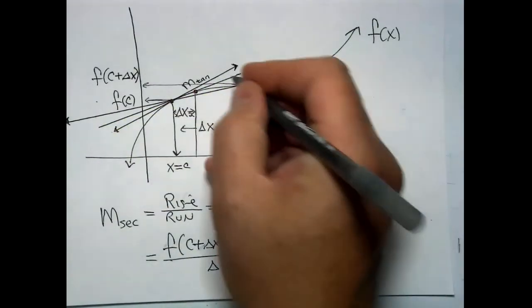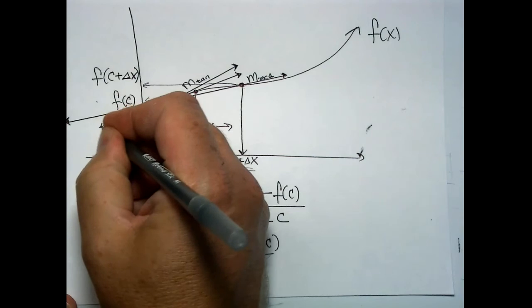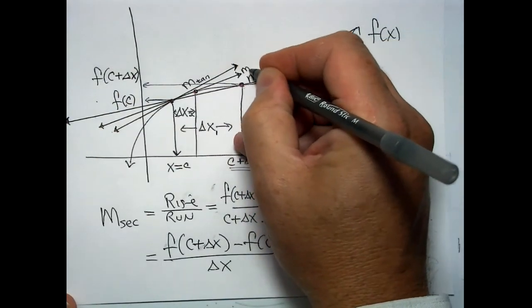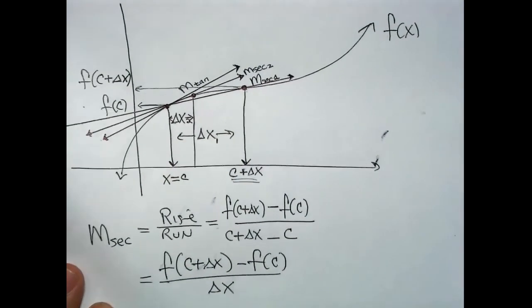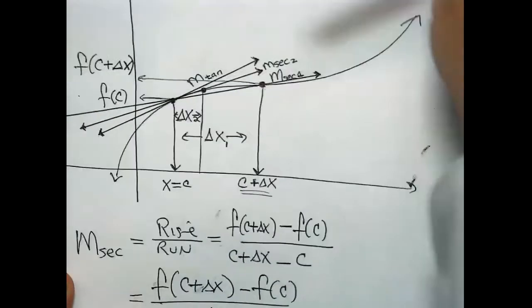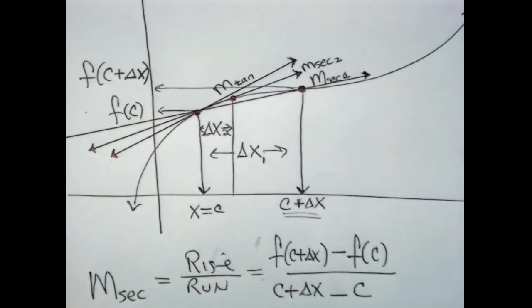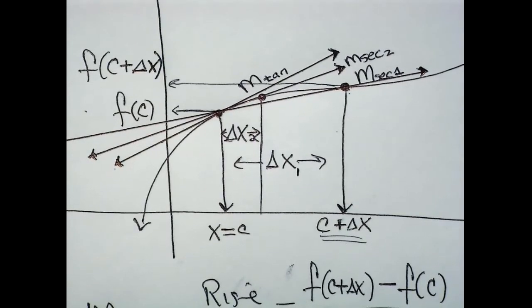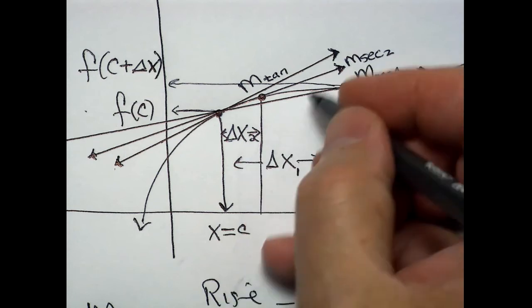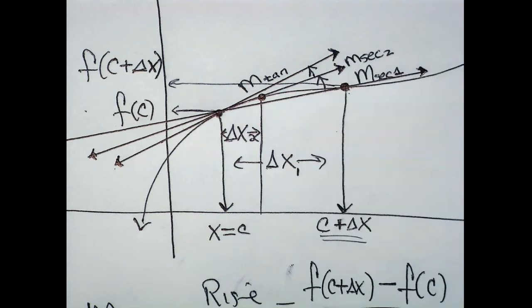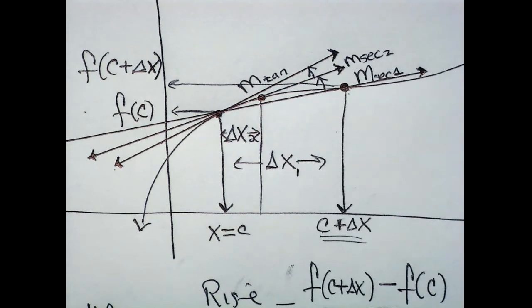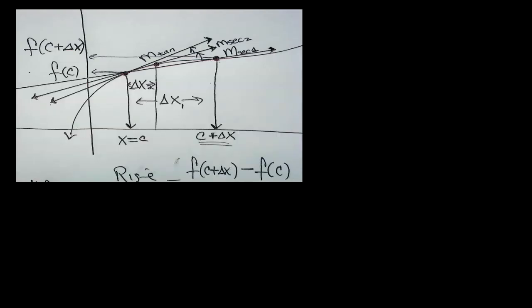And take a look at what just happened. Now this line also has a slope, and I'll call it m secant 2, but I like that slope a whole lot more. Let's zoom in and take a closer look at this. What happened was, by making delta x smaller, the slope of my secant line is trying to approach the slope of the tangent line. In fact, probably the smaller I make delta x, the closer the secant line is to the tangent line, the closer the secant slope is to the tangent slope.